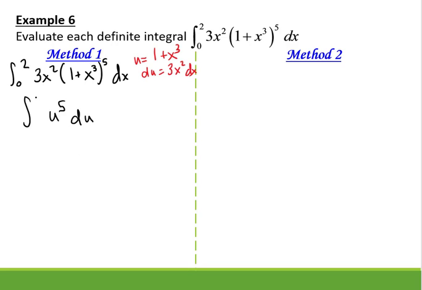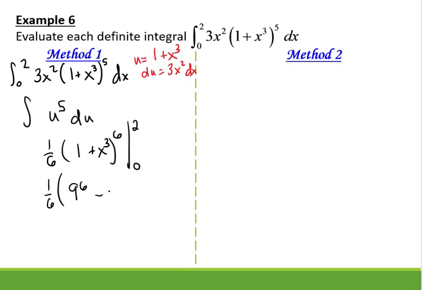And what I do from here is I then take the antiderivative, u to the sixth power, and my u was 1 plus x to the third. Now since everything is back in terms of x's, I can add in the 2 and the 0. Simplifying this, you get 1/6 of 9 to the sixth minus, plug in 0, I get 1 to the sixth.